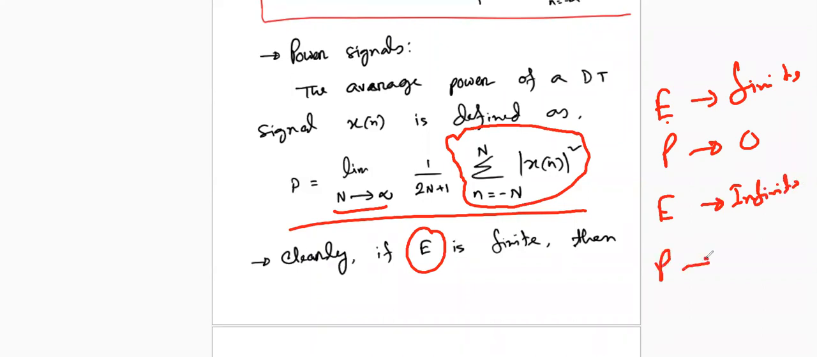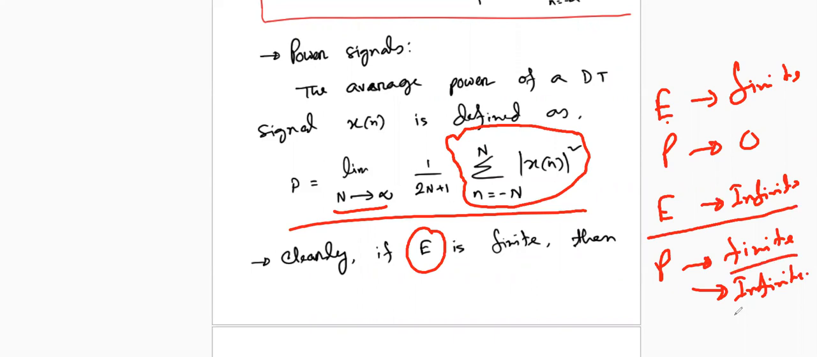then there are two possibilities. The P could be finite or infinite. If E is infinite, there are two possibilities: P could be finite or P could be infinite. If P is finite, then that is called the power signal.